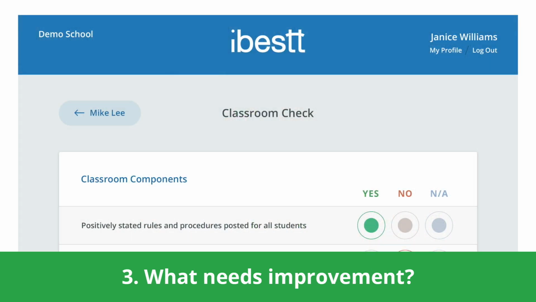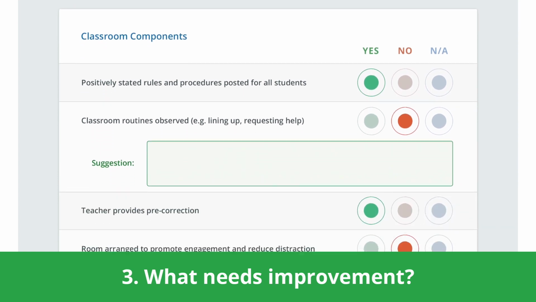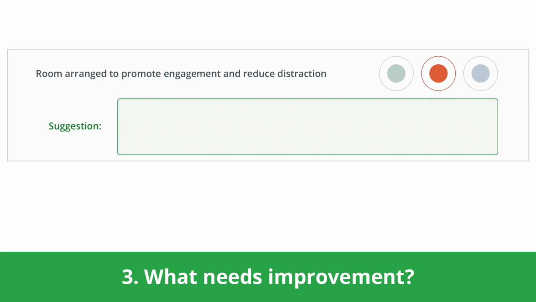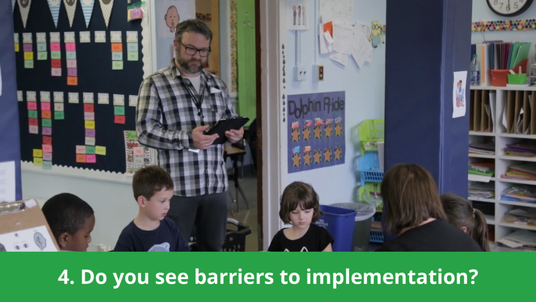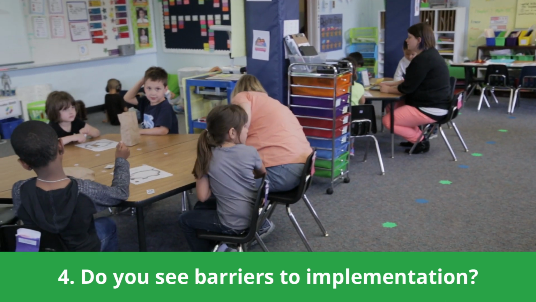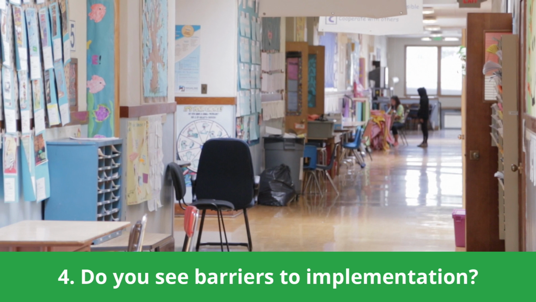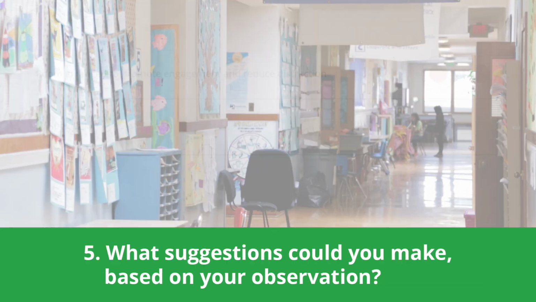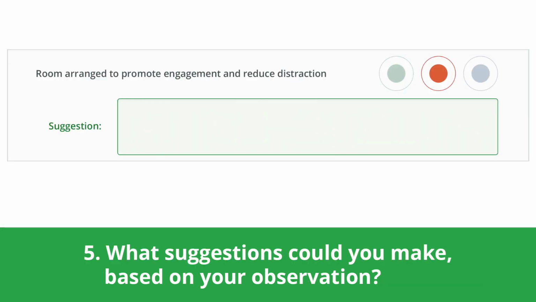3. What needs improvement? In the classroom checklist, the areas that need improvement are marked No. For example, the teacher's classroom may not be arranged to promote engagement and reduce distractions. 4. Do you see barriers to implementation? Try to identify reasons why the teacher's practices for basic classroom management may not be succeeding. For example, the teacher may have a lot of teaching materials but not have anywhere to store them outside her classroom. 5. What suggestions could you make based on your observation? If you marked No on any classroom check components, you'll want to provide suggestions for the teacher on that component.